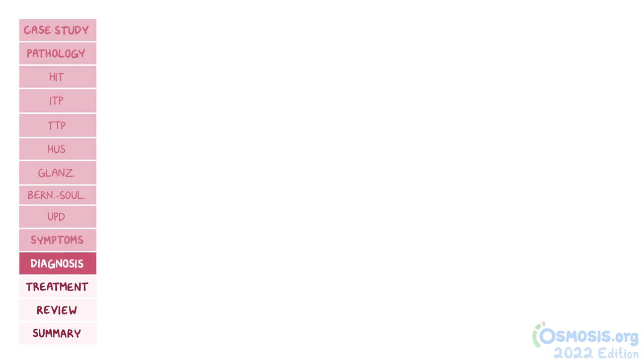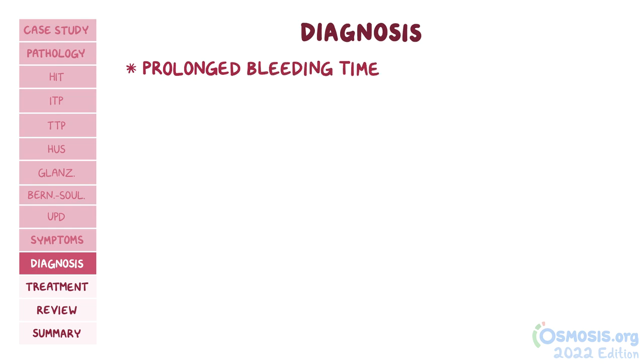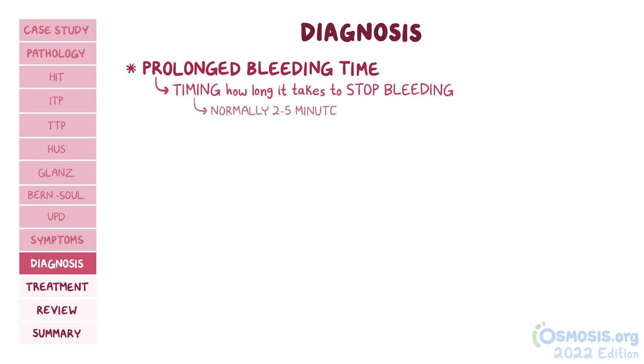Alright, now let's switch gears and look at diagnosis. Individuals with platelet disorders often have a prolonged bleeding time, which involves mildly pricking the patient and then timing how long it takes them to stop bleeding. Normally, this happens within 2 to 5 minutes.